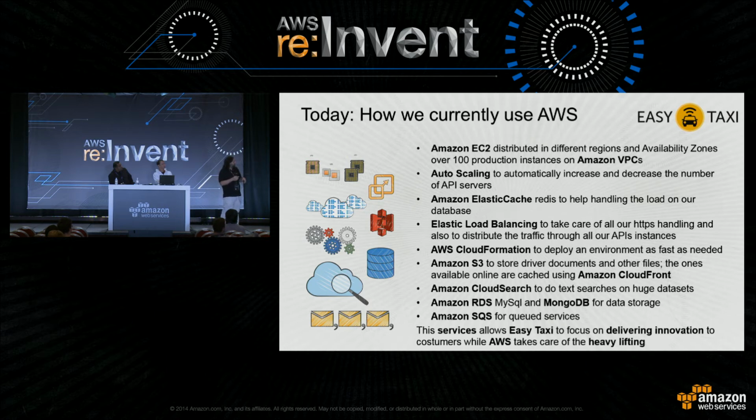So we have CloudFormation, so we can deploy an environment with just a click. We have a script there, and as fast as we need, we have a new environment. We use S3 to store driver documents, driver pictures, and everything that is available on the internet. We do use CloudFront in front of it to cache that. We use mainly RDS, MySQL, and MongoDB as our data storage. And we're using SQS now for queued services.